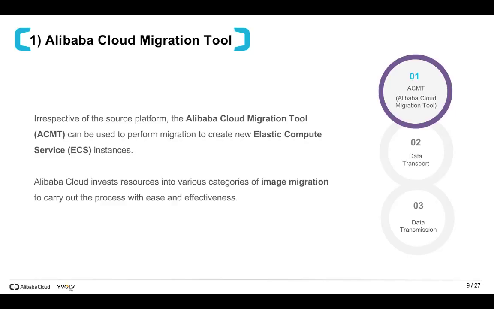Irrespective of the source platform, the Alibaba Cloud Migration Tool can be used to perform migration to create new Elastic Compute Service instances. I have worked with a few different projects, and in fact I used the legacy tool within Alibaba. Initially the process was kind of difficult when you start a migration process and take an image, and you might have to upload it into OSS manually. From there, we had to create a new instance. But all these challenges have been fixed and completely resolved within this tool.